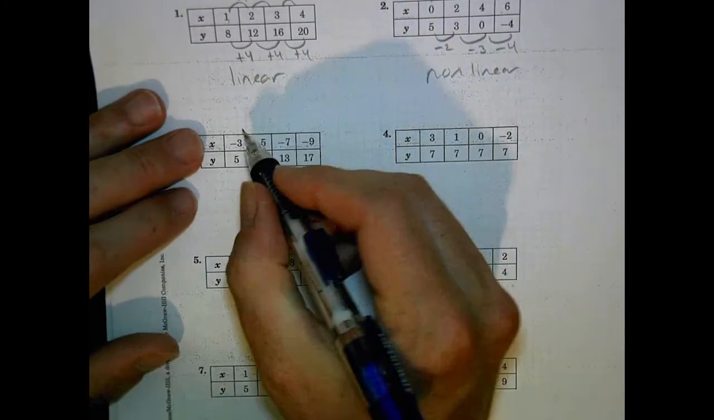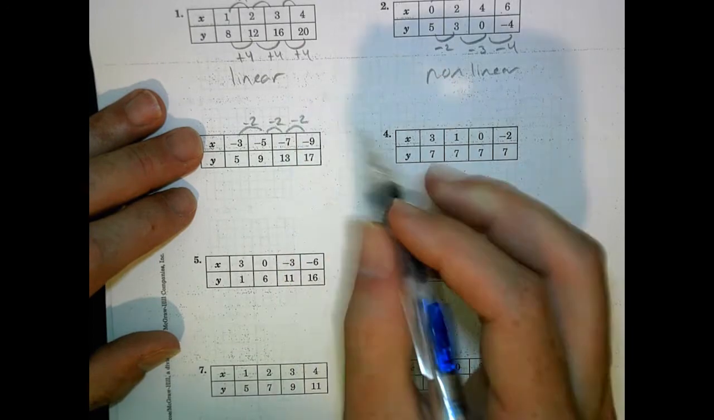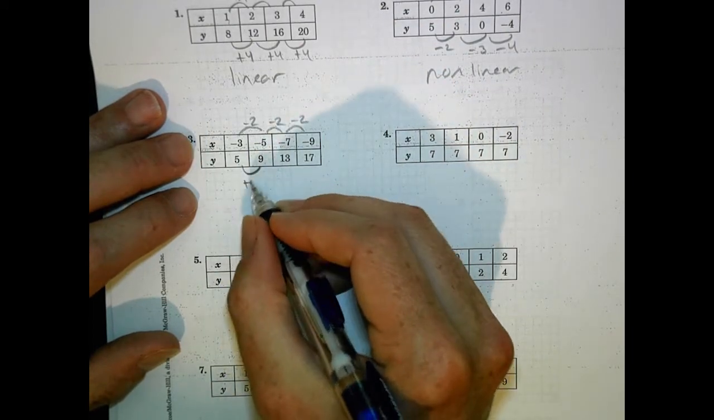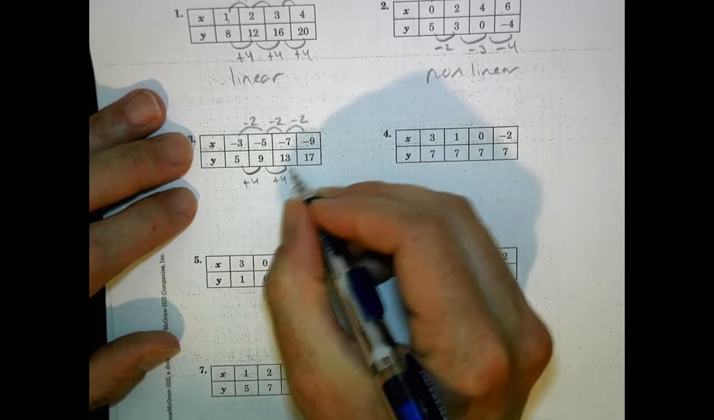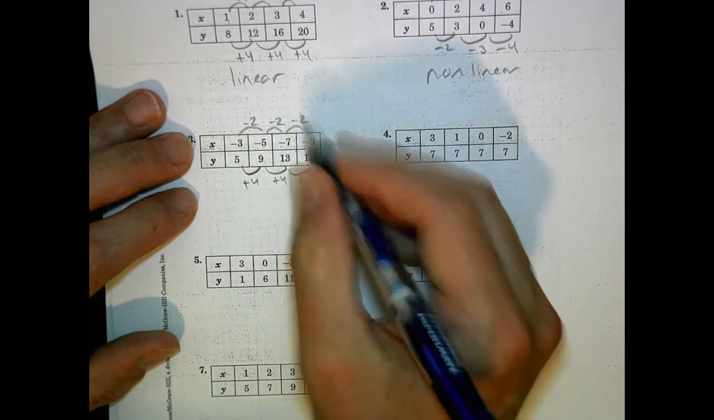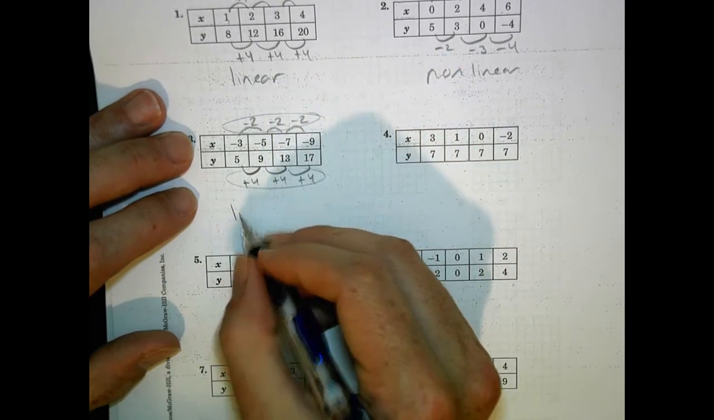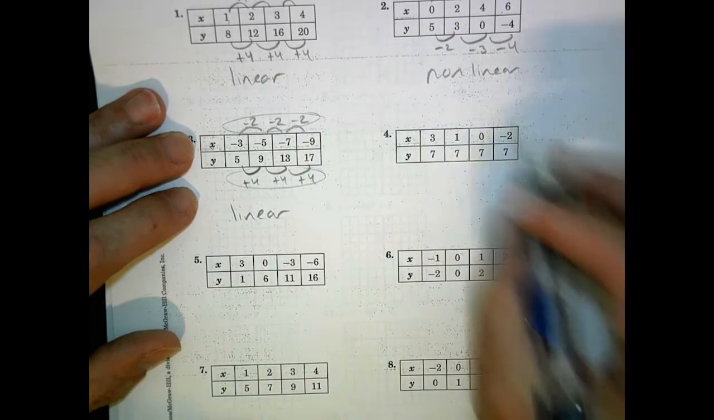Number 3, we're going down 2, down 2, down 2, no problem. Here we're going up 4, up 4, up 4. Doesn't matter if one's down, one's positive, doesn't matter. At least it's consistent. That's the same, that's the same. This is going to be linear.